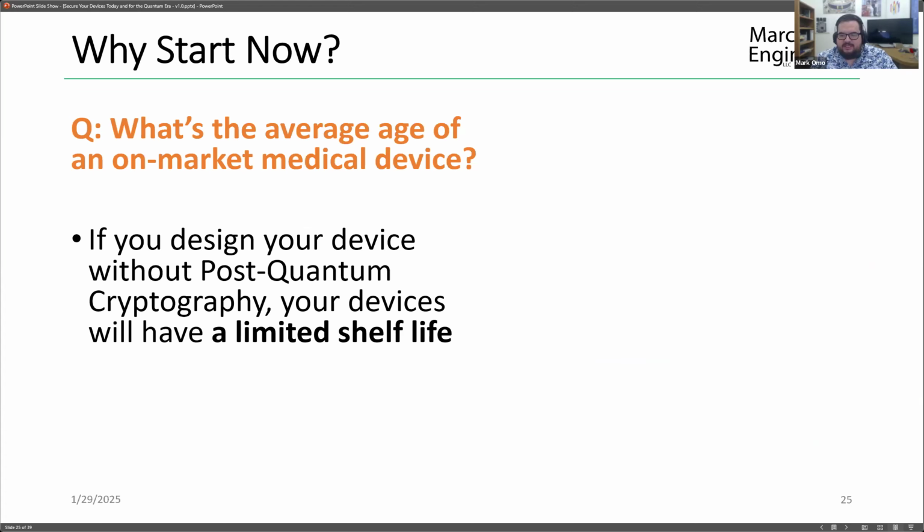One of the things that we say is if you design your device without at least planning for post-quantum cryptography, your device is going to have a limited shelf life. Your device is going to have an end date after which it will fall out of compliance with the FDA guidance.